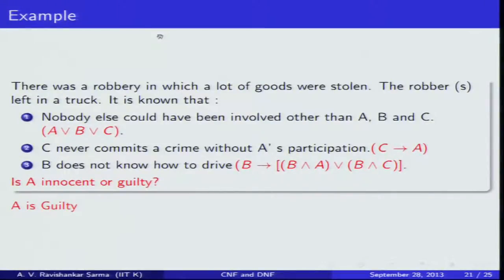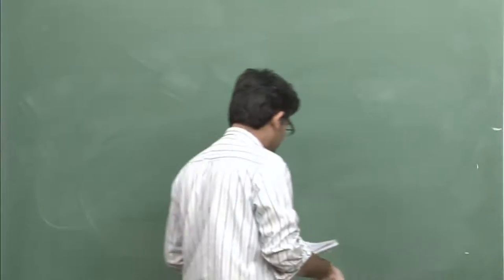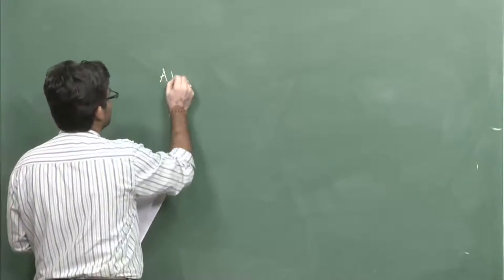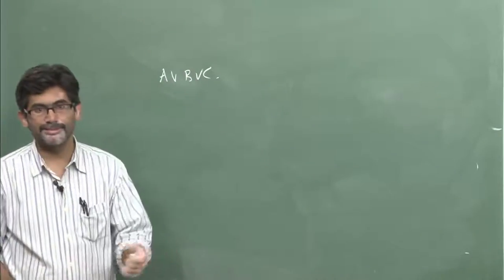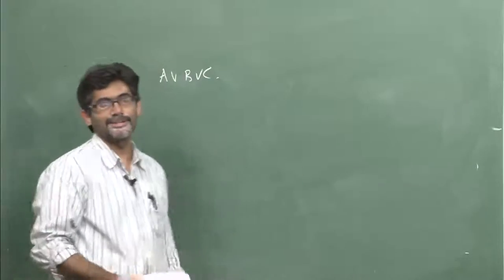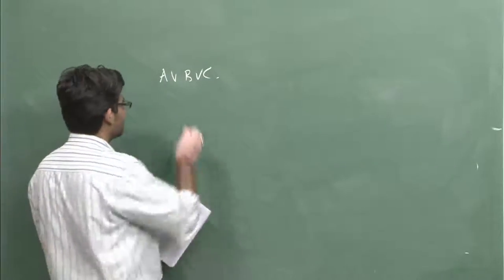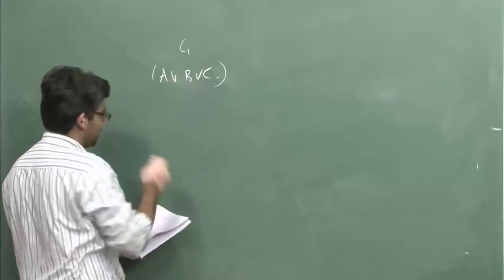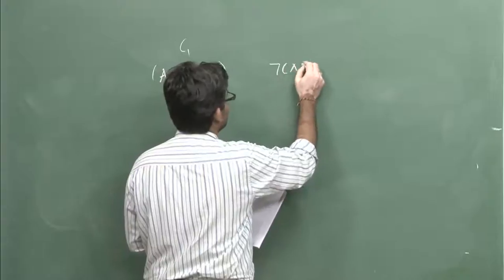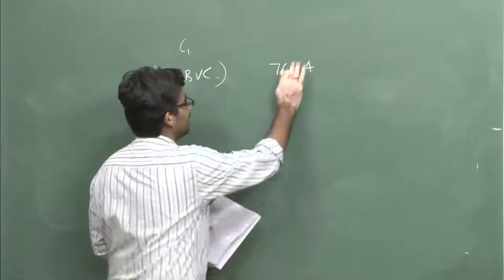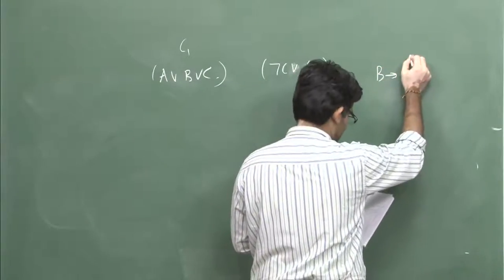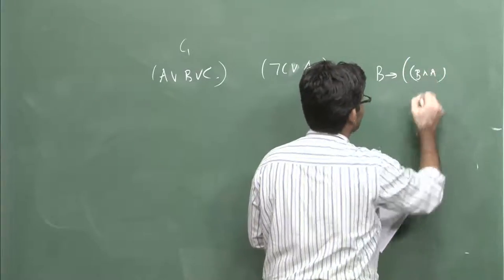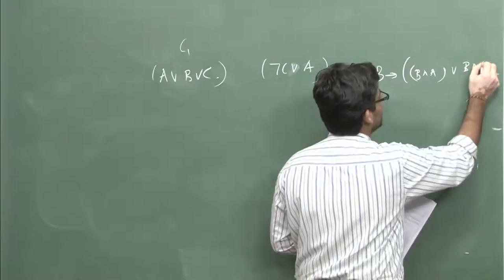So what we are trying to do in this example is like this. Here are these conjuncts, A or B or C. Now I will be trying to solve this problem by using some of the methods that we have already discussed so far. The first clause C1 is like this, and the second clause is C or A, and the third one is B implies B and A, or B and C.